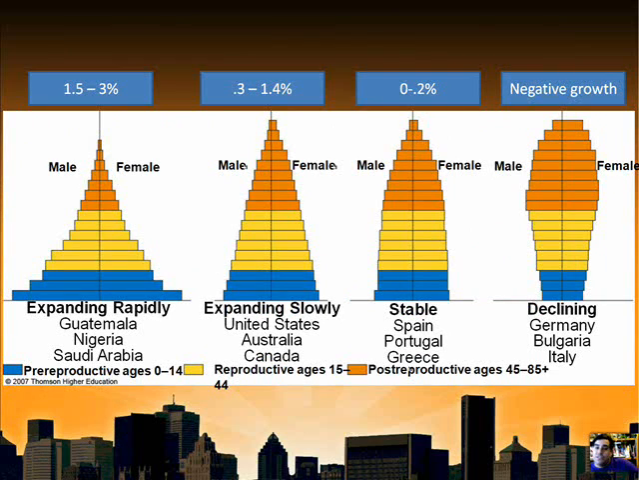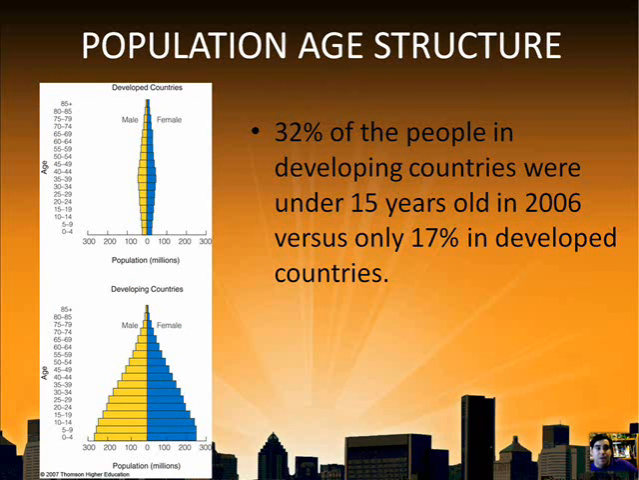And here are some percentages that are associated with each of these. 1.5 to 3% growth is considered expanding rapidly, whereas obviously a negative amount of growth will result in a declining population. You can see what countries and what percentages are associated with these. Now, these are obviously not all the countries in the world, but it'll give you an example of some countries that are following this trend.